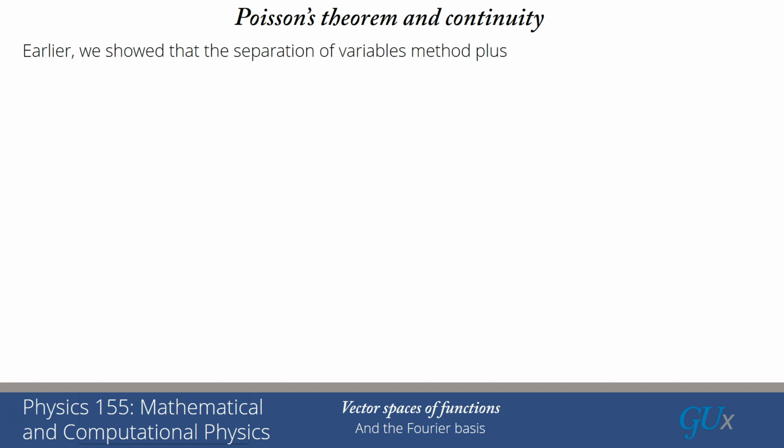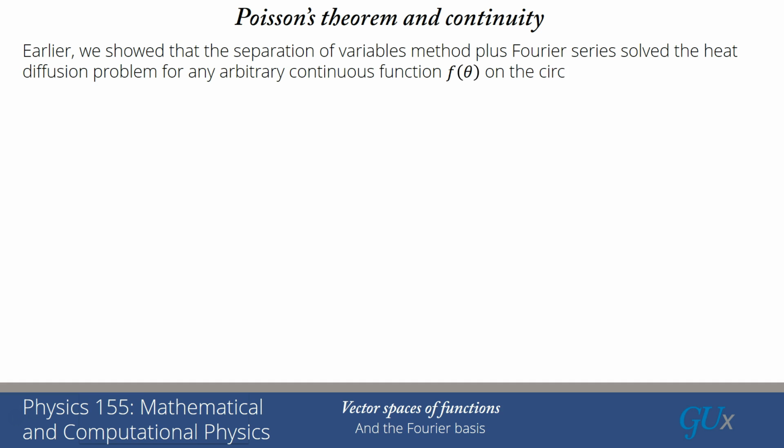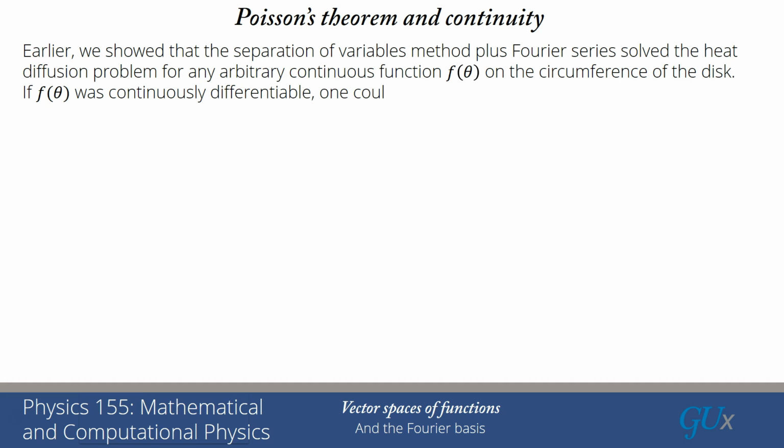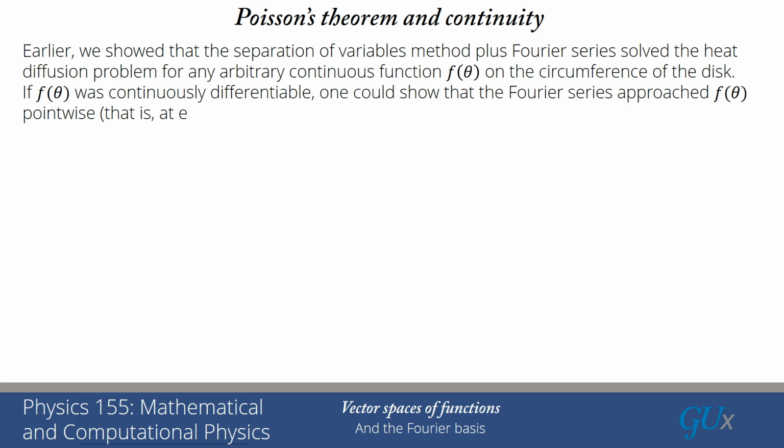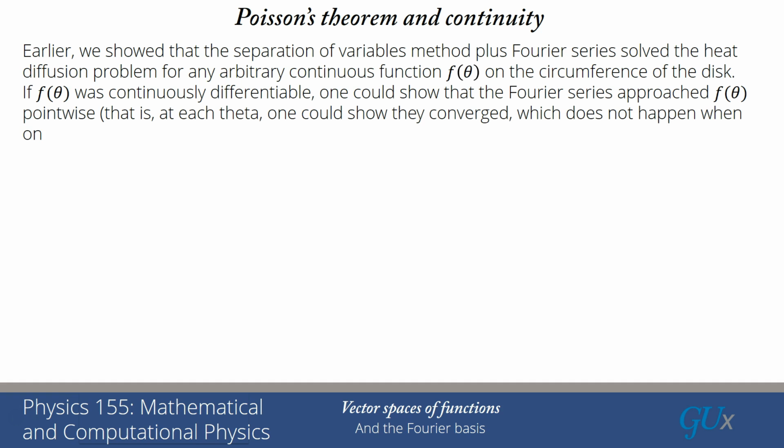Earlier, I think it was 2 lectures ago, we showed that the separation of variables method plus expanding a function in a Fourier series allowed us to solve the heat diffusion problem for an arbitrary continuous function f of theta on the circumference of the disk. That function told us the temperature at each angular direction on the circumference of the disk. We found out that if f of theta was continuously differentiable, then one could show that the Fourier series approached f of theta pointwise, which means at each point theta you can show that in the limit as the number of terms in the sum goes to infinity, the sum will converge to this exact value of f of theta.